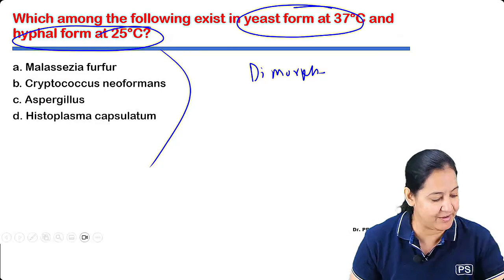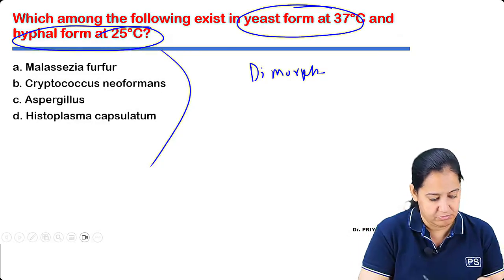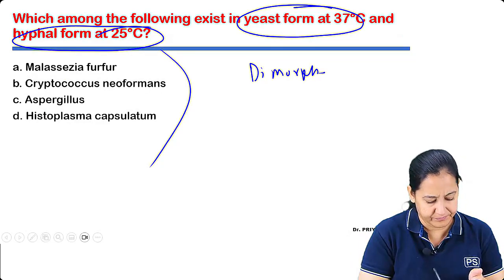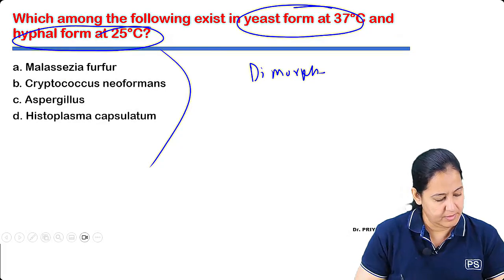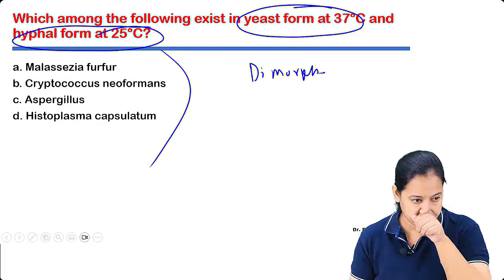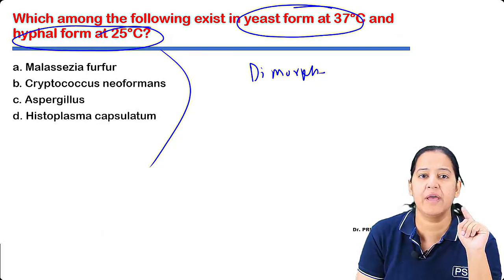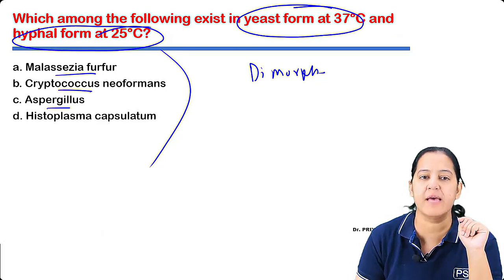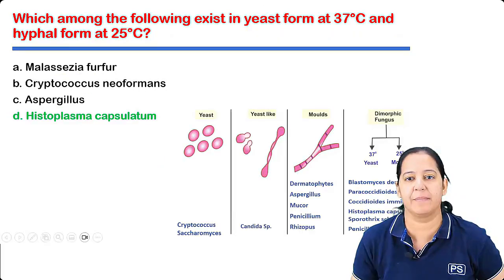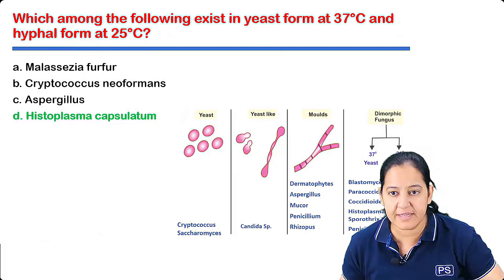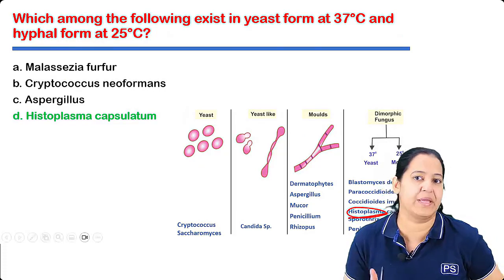Suji, absolutely right. Let me open the telegram also. Yes, so which of the following? Is it Malassezia furfur, Cryptococcus, Aspergillus or Histo? So Histoplasma is coming. You can see in the classification, here is the Histoplasma. You can see other three also.